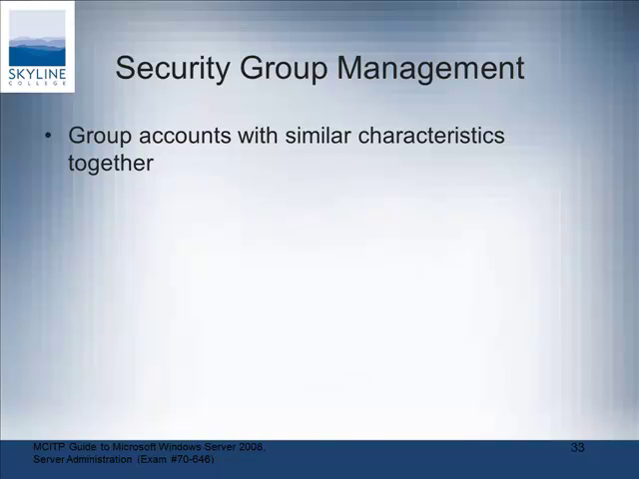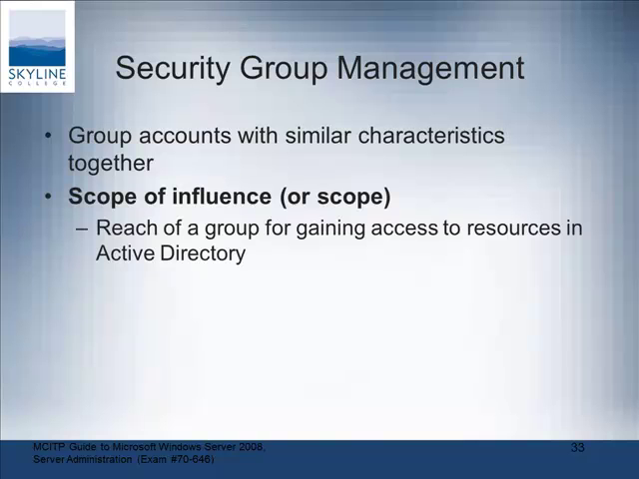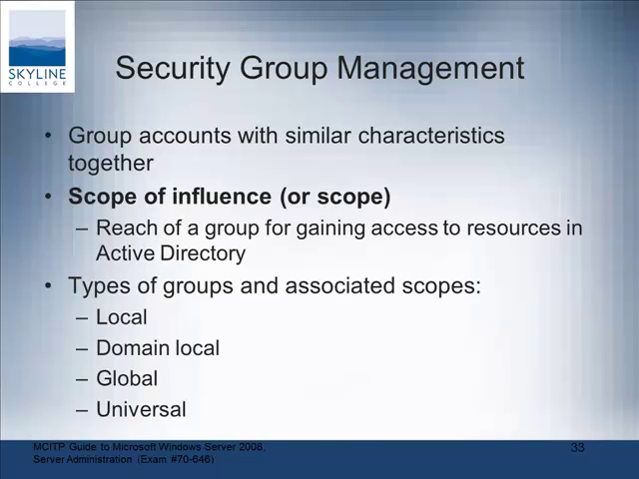Group accounts with similar characteristics together. A security group can be given permissions, can give access to resources. The other group type, and I don't think they mentioned it in this chapter, is a distribution group. A distribution group is only used to send emails to a group of users. You can email-activate a security group. You can give a security group an email account, still give them access to resources as well as use them as a security group.